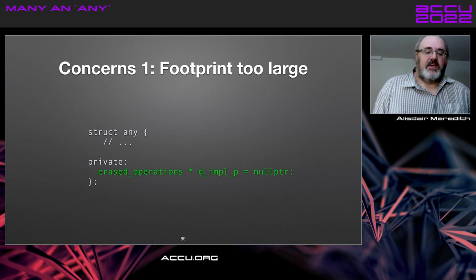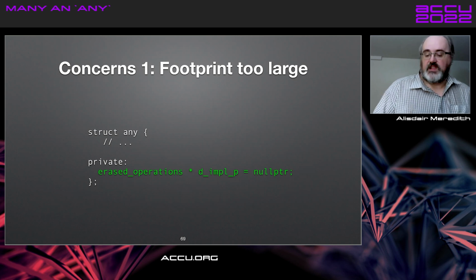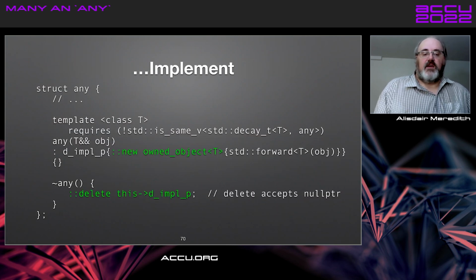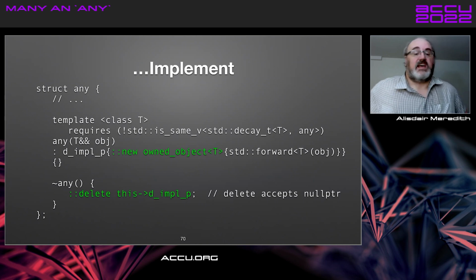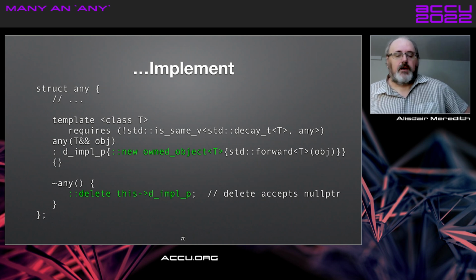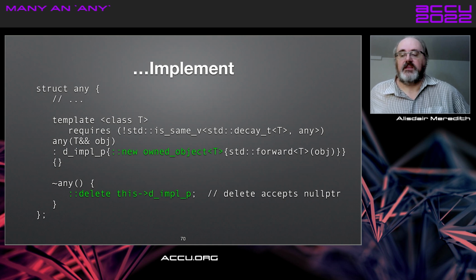Now, the implementation of my any, rather than having 4 distinct pointers, has just the one. The impl p, which again I'm going to default member initialize to nullptr, is going to do all my heavy lifting. In the simplified implementation of my value constructor here, I simply initialize impl p with a new owned object of T and forward the appropriate argument. That will again forward the lvalue and rvalue-ness of the T object.